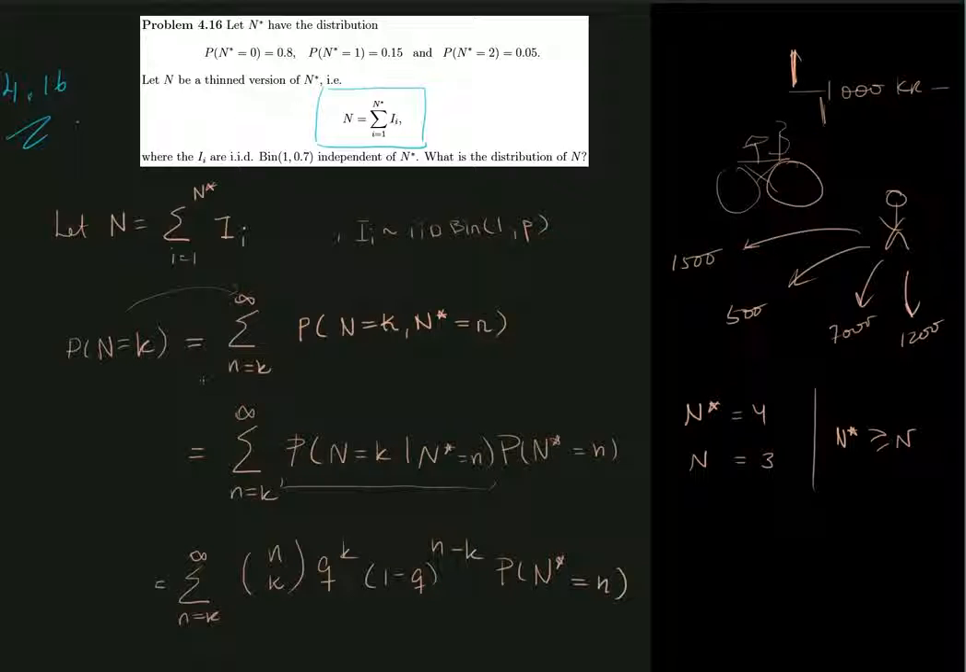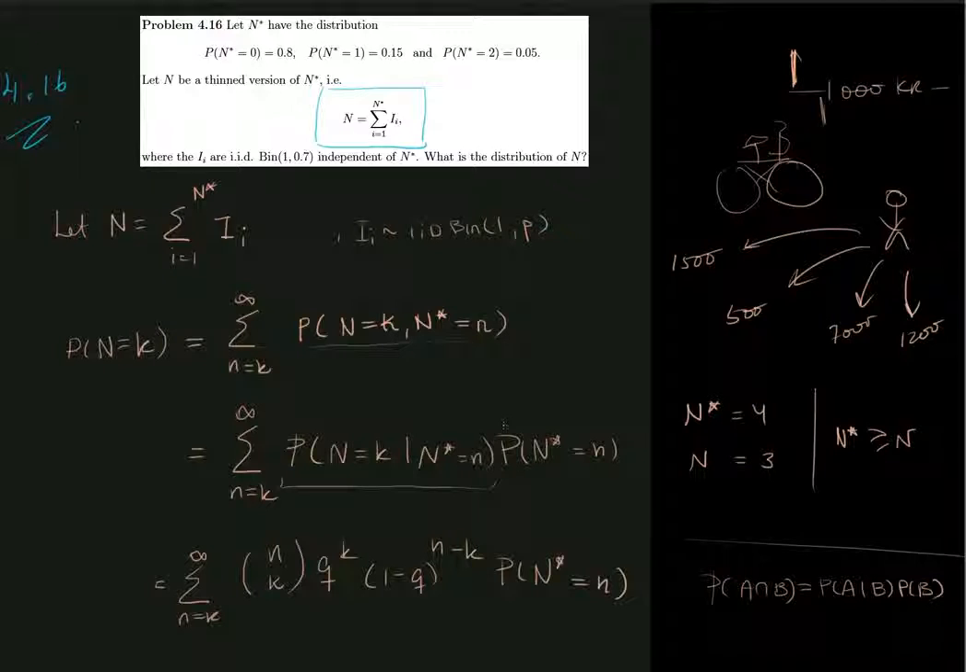Now, the way we go from here down to here is that we take a look at, well, what is this thing actually? It's a joint probability, right? It's a joint probability of N being equal to k and N star being equal to n. And what we know is the probability of the intersection of two events is equal to the probability of one event given the other multiplied by the probability of what we condition on. So again, we use this formula here and we get this thing.